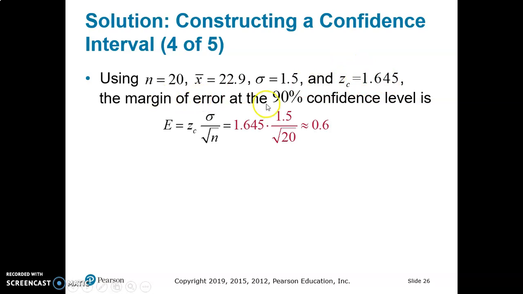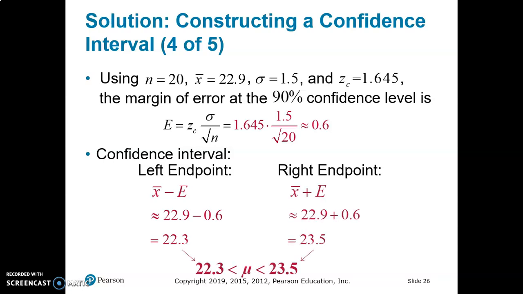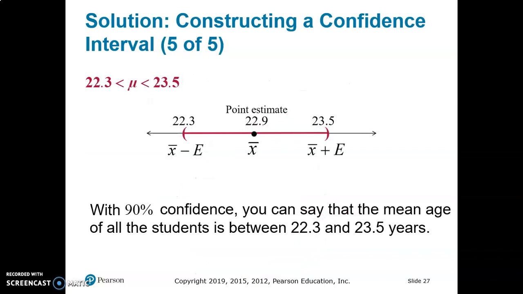The margin of error at the 90% confidence level is that critical value times sigma over the square root of n. And so we calculate this to be 0.6. And so now we can take our mean, our point estimate for mu, and our margin of error, and we can create this confidence interval. We do x bar minus the margin of error, and then x bar plus the margin of error. And we get the upper bound for our confidence interval. And so here it is on the number line to get an idea. We've cast our net for trying to catch the population parameter mu.